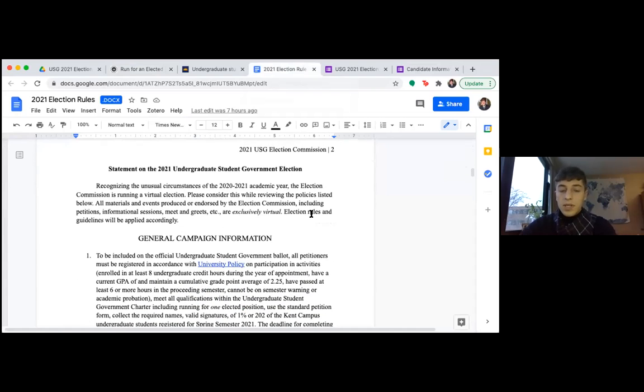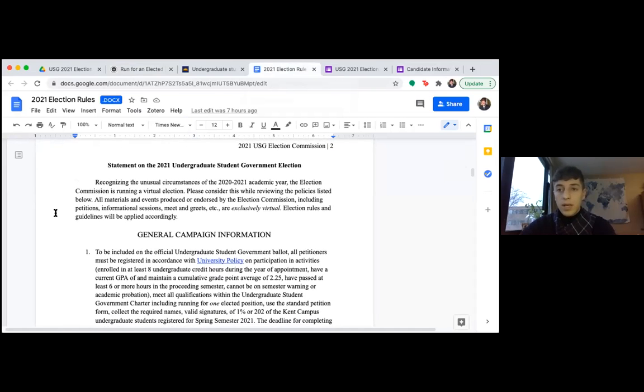First, I'm going to summarize what is included in the rules. Again, don't feel like you have to memorize everything. Look at what is relevant to you, at what issues you think might come up, especially with having a virtual election. Anyone that knows about USG elections, things might be a little different this year. So you want to familiarize yourself with things that are relevant to you now.